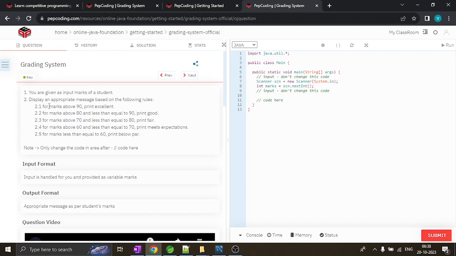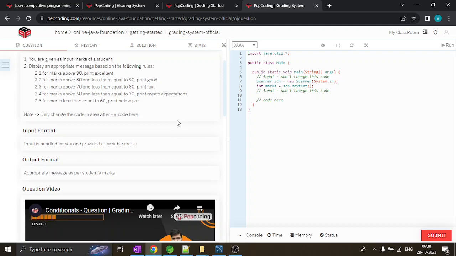So here let's read the problem statement first. You are given as input marks of a student. Display an appropriate message based on the following rules. For marks above 90, print excellent. For marks above 80 and less than 90, print good. For marks above 70 and less than 80, print fair. For marks above 60 and less than 70, print meets expectations. For marks less than 60, print below par.